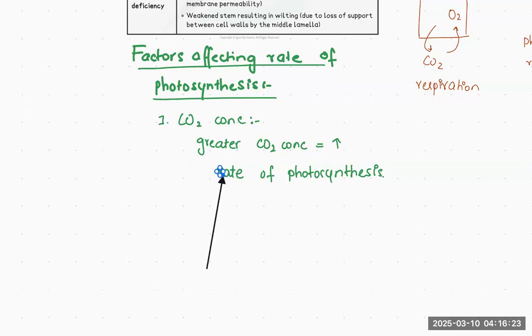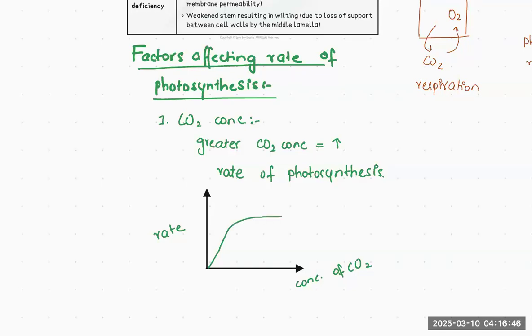On the y-axis, we have rate, and on the x-axis, we have the concentration of carbon dioxide. Your graph will look like this. As the carbon dioxide increases, the rate of reaction will increase. And then you will reach a plateau, right? Now, let me introduce you to the concept of limiting factor. Why is it that as the concentration of carbon dioxide is increasing, one second.